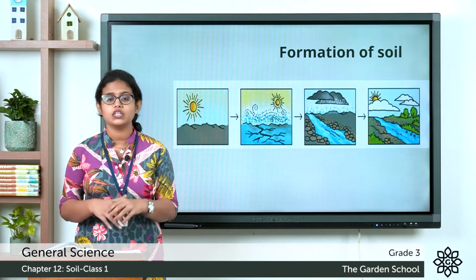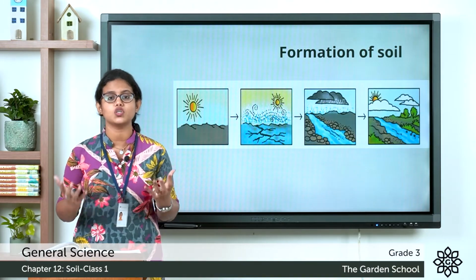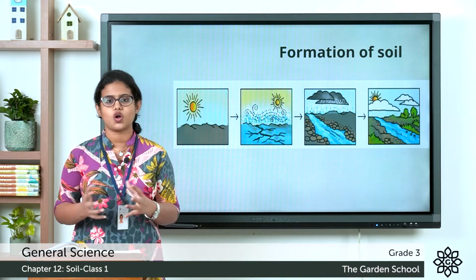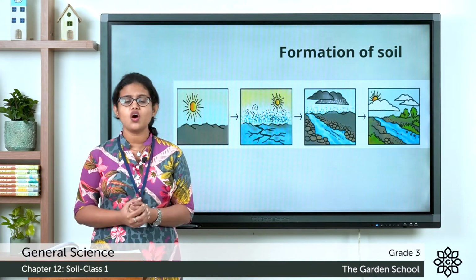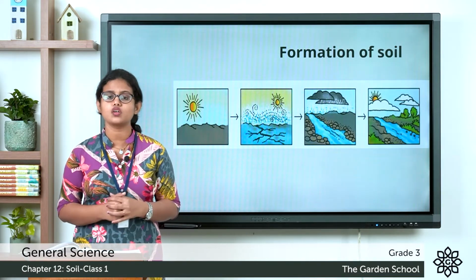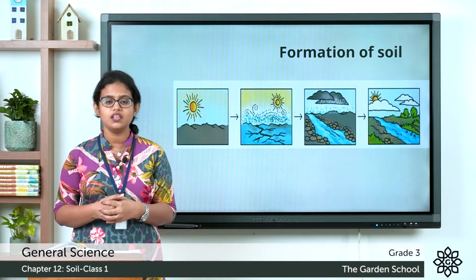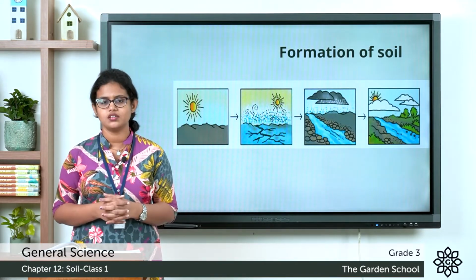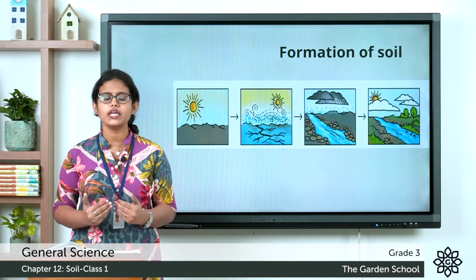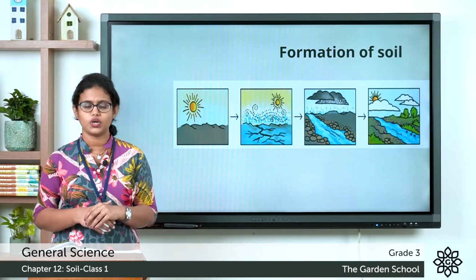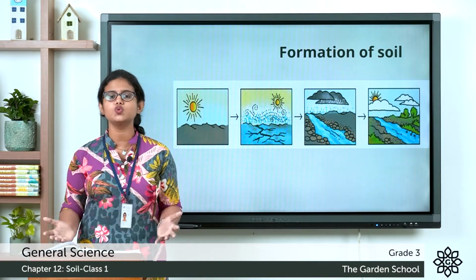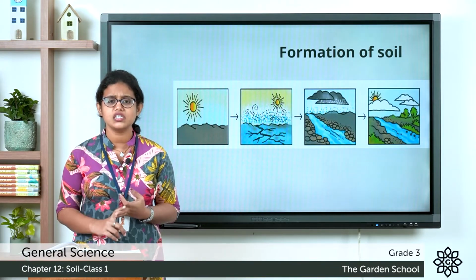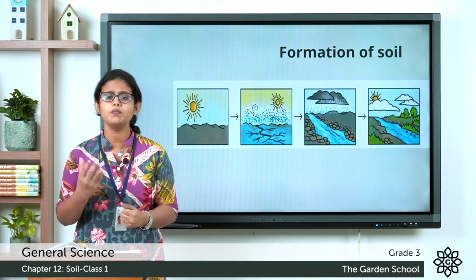Millions of years ago, the earth's surface was covered with rocks. There was no soil. The whole land was covered with rocks. By the action of wind and rain, these rocks got cracked. And again, by flowing water and wind, the cracks got widened, and these rocks broke into larger pieces. Then pebbles, sand, silt, and clay were formed from rocks.